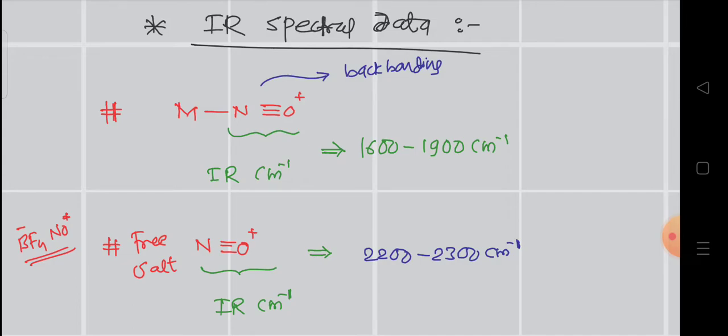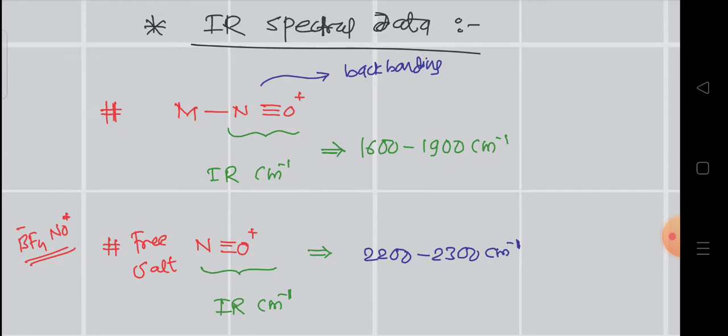Okay, many times the question arises which one is a nitrosylating agent, then you can explain the salt of nitrosyl, that is BF4 NO. And in the salt case particularly here, NO is a triply bonded system, and NO plus has its frequency in the region of 2200 to 2300 per centimeter.